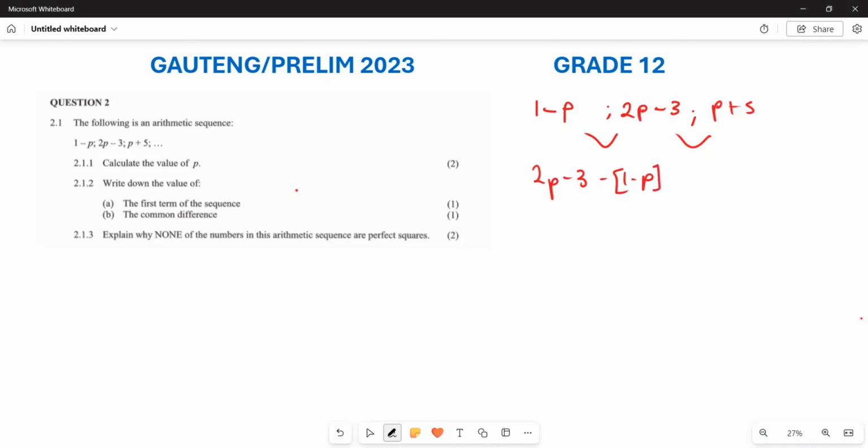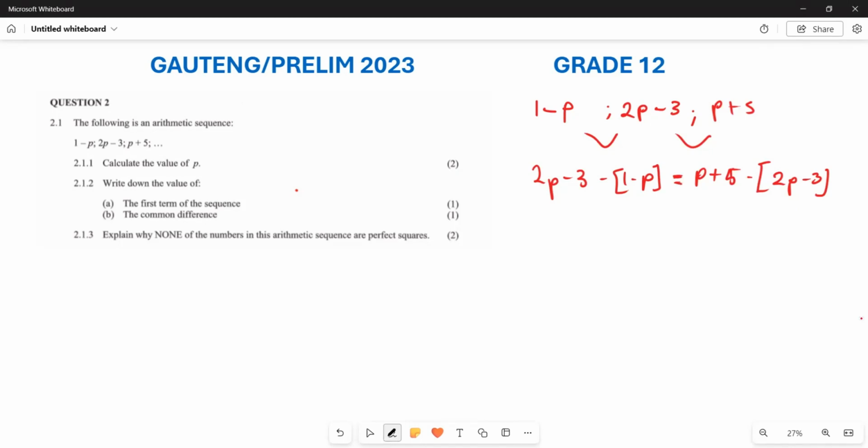Then the other one, you're going to have p plus 5, and you are going to subtract 2p subtract 3. So basically that is going to be that. And now, what is it that we know? We already know that your differences must be equal, so you can literally just equate your differences. When you are equating your differences, you can now calculate the value of p.